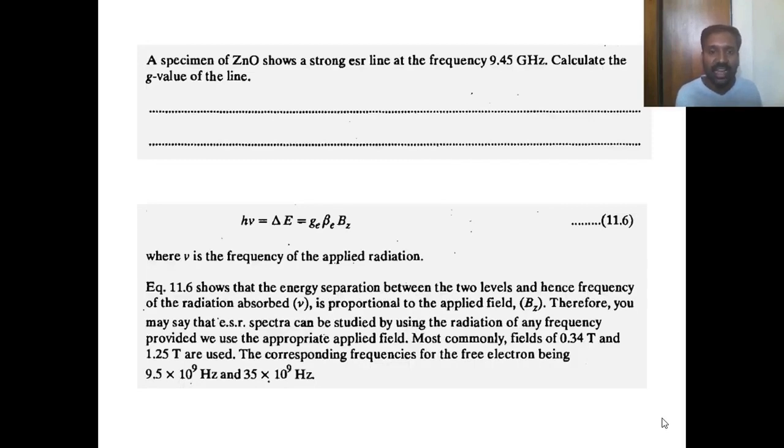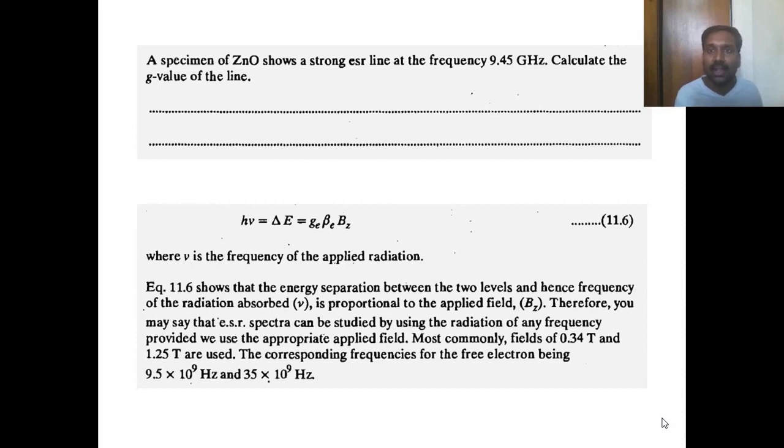This is the whole point: you have two energy levels represented by beta and alpha states, and the delta E between the energy levels is given by g_e beta_e B_z. With this fundamental resonance equation, the delta E equation, you can solve simple problems like this. A specimen of zinc oxide shows a strong ESR line at a frequency of 9.45 GHz. Calculate the g value of the line.